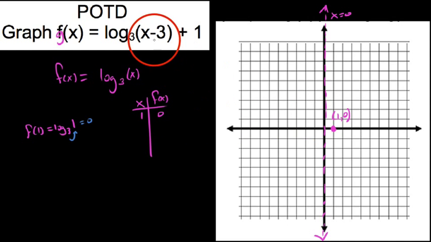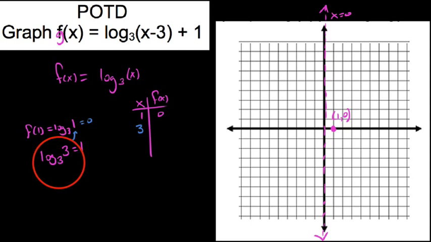And then also, I'm going to plug in 3, and the reason why is because we have a log base 3. Recall that whenever you have log base 3 of 3, or anything of itself, you're going to get 1 because 3 to the first power turns into itself. So we have 3, 1. And so on this graph, I would go right 3, up 1, to this point right here.